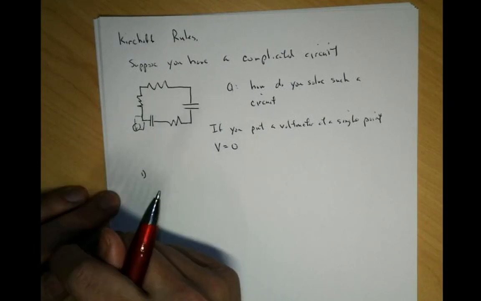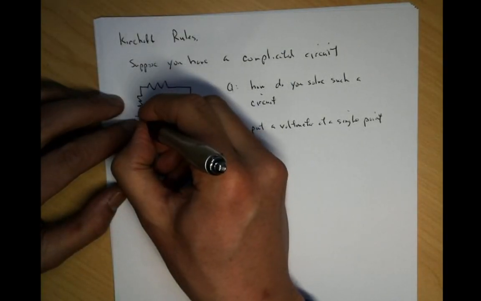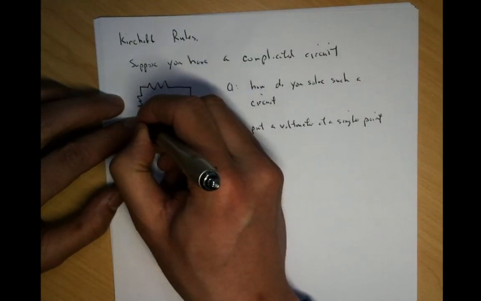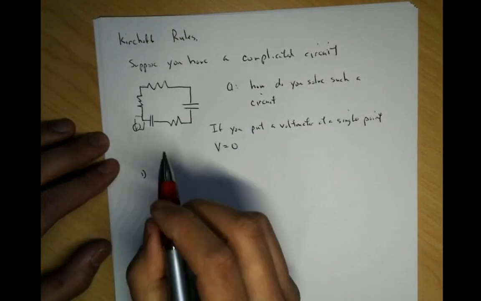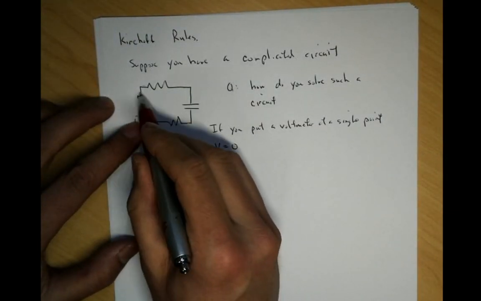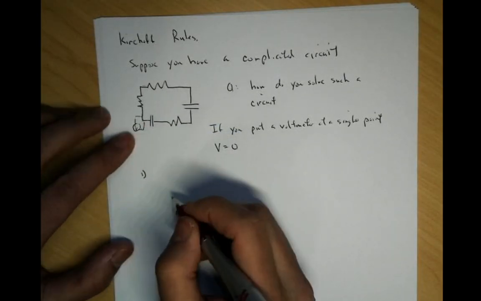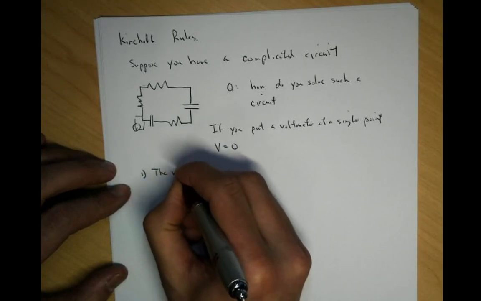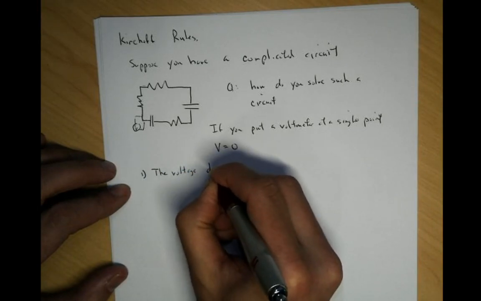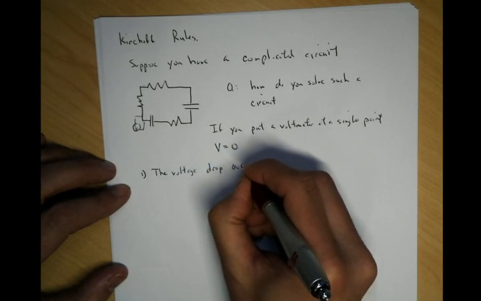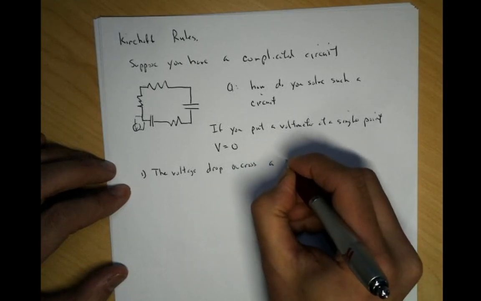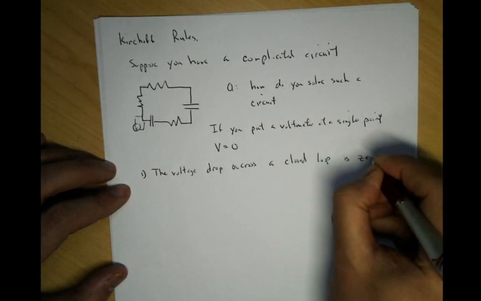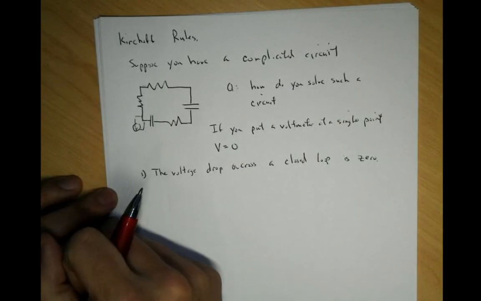But there's something interesting. I can imagine I'm measuring the voltage at this single point, or I'm measuring the voltage as I go around the entire circuit. Those two statements are equivalent. Measuring the voltage at a single point is the same as going around the entire circuit. And so that basically gives the first Kirchhoff's rule. The voltage drop across a closed loop is 0. First rule, right?